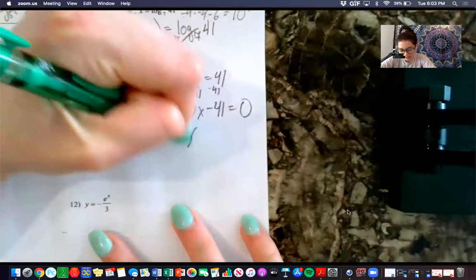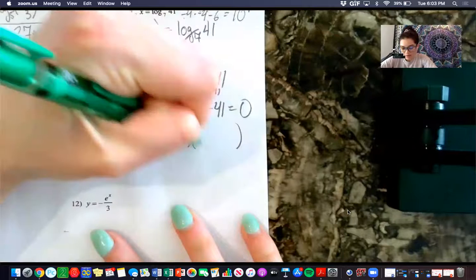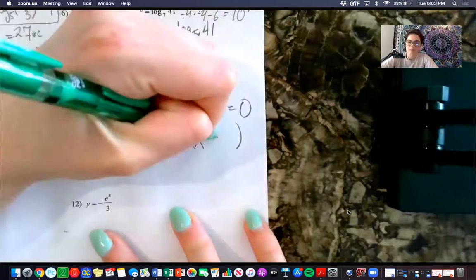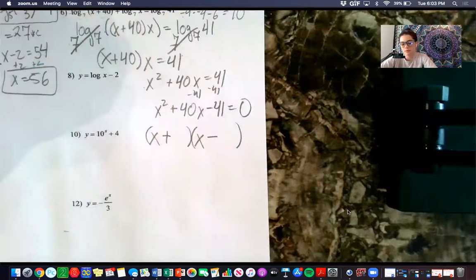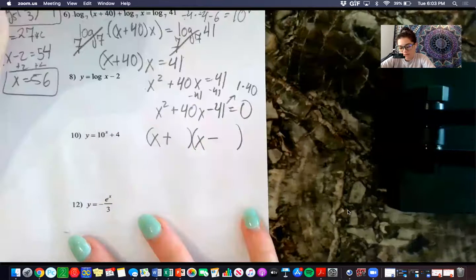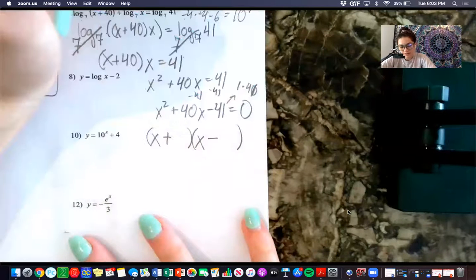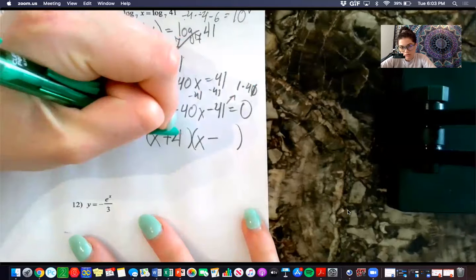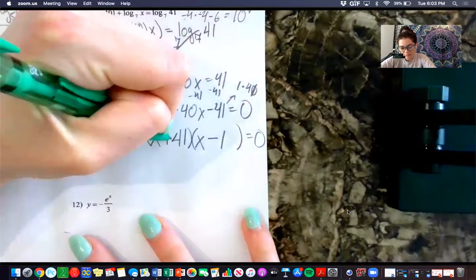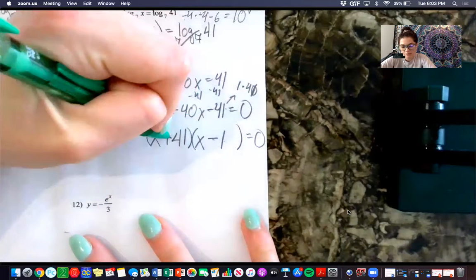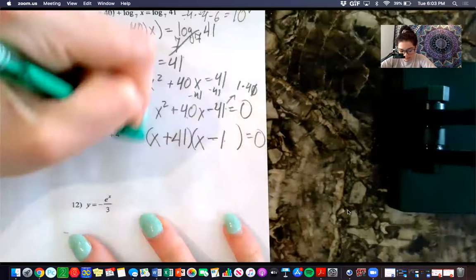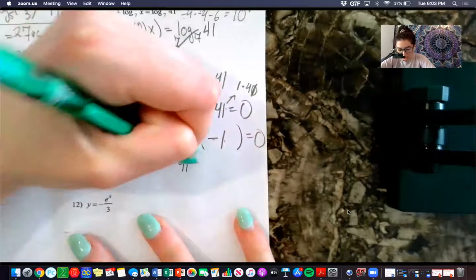I know I've got x. This is positive and this is negative, so one of these needs to be positive, one of them needs to be negative. And we need to think about what are our factors of 41. Well, the first one I can think of is 1 and 41. Hey, wait, look at this. If this is a 41 and then this is a 1, 41 times negative 1 is negative 41. 41 minus 1 is 40. We are good to go. So that means that x can either equal negative 41 or positive 1.